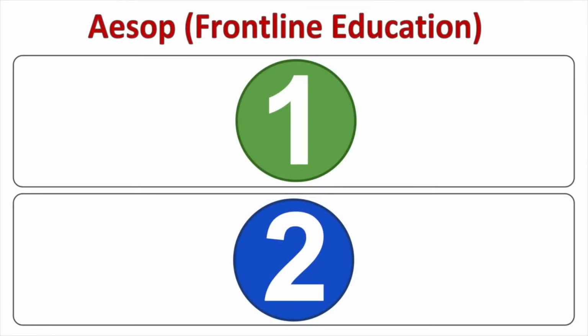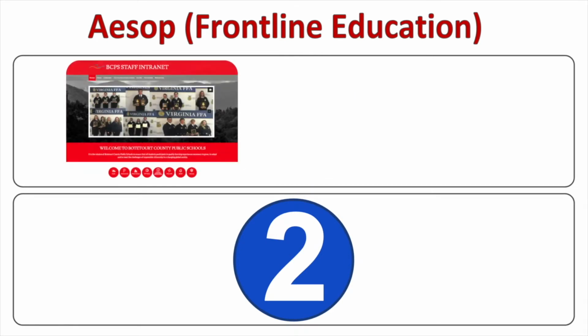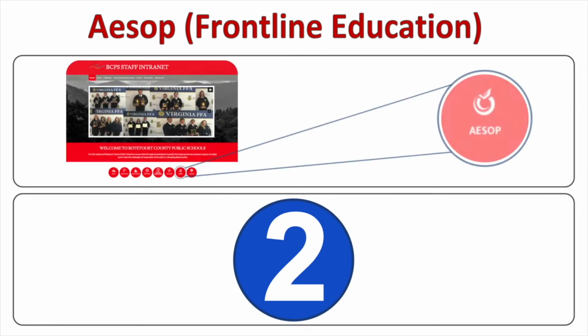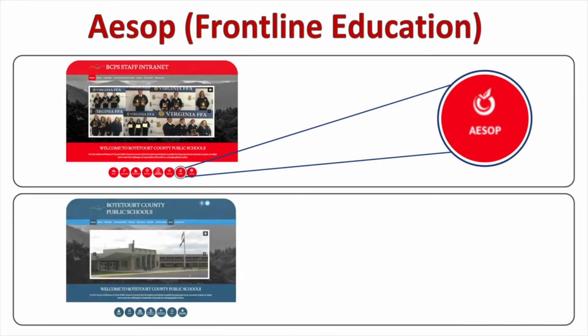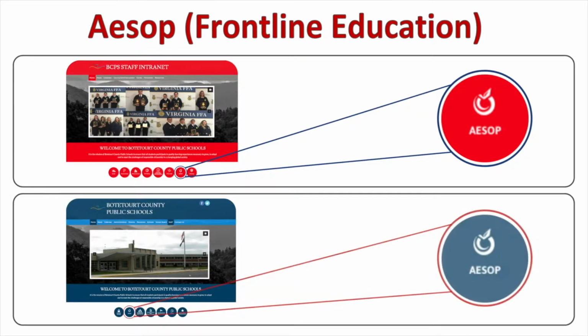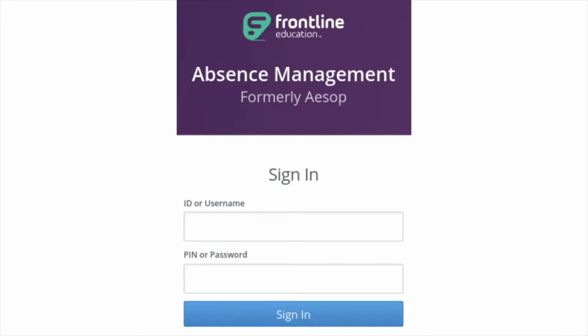Botetourt County utilizes Frontline Education, formerly known as Aesop, for absence management. There are two ways to access this feature. The first, again, is from the staff intranet site by clicking on the Aesop link at the bottom. The second is also on the main division site by clicking on the Aesop link towards the bottom. When you follow these links, it will bring you to the sign-in page.